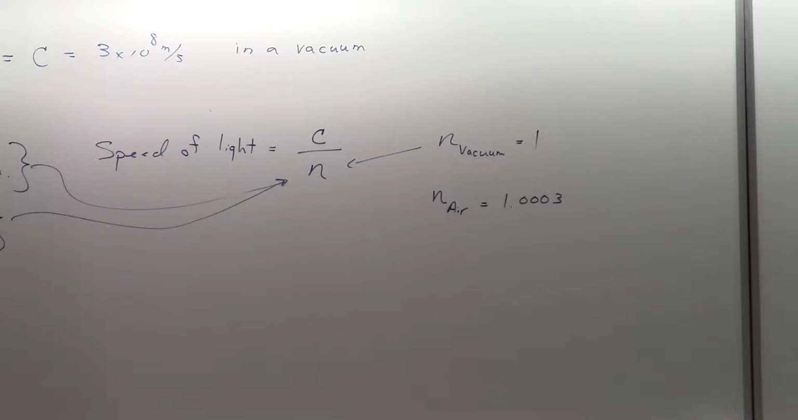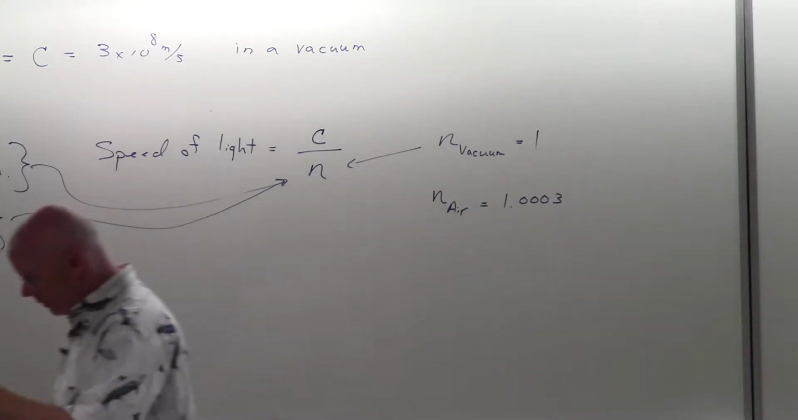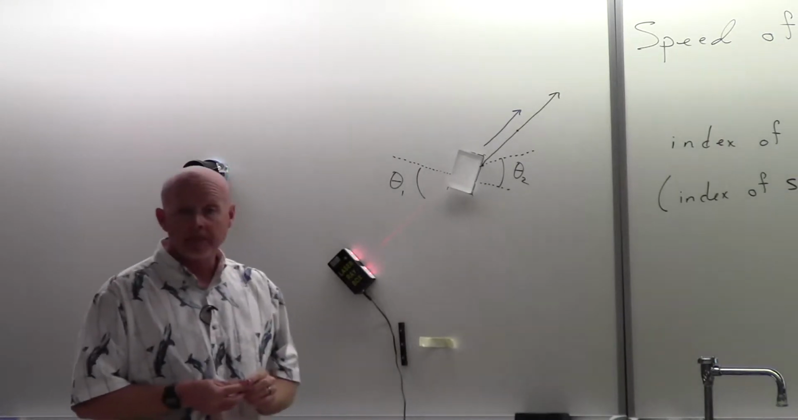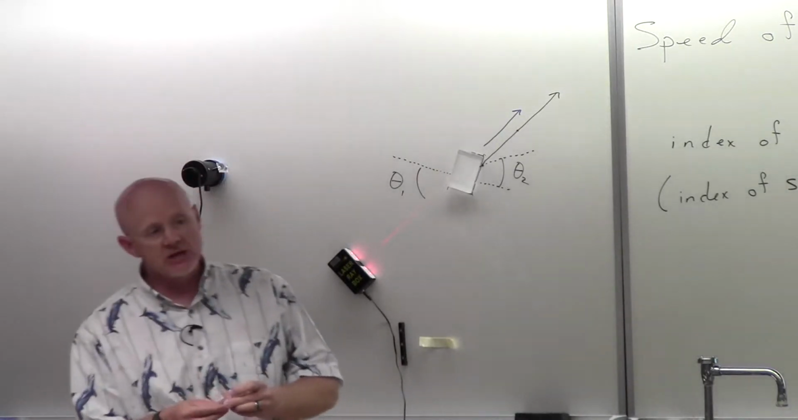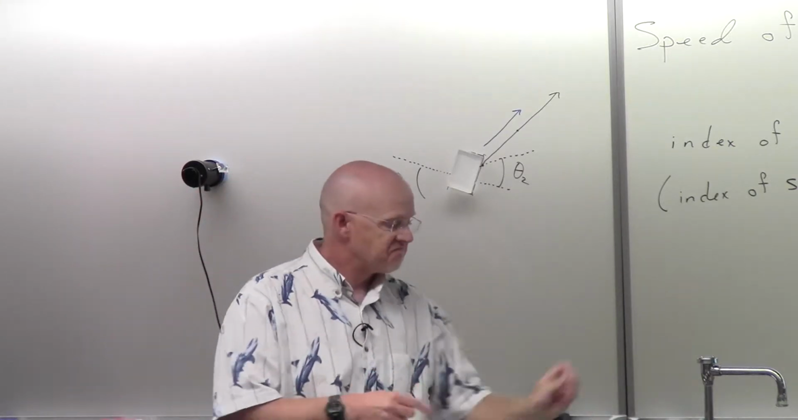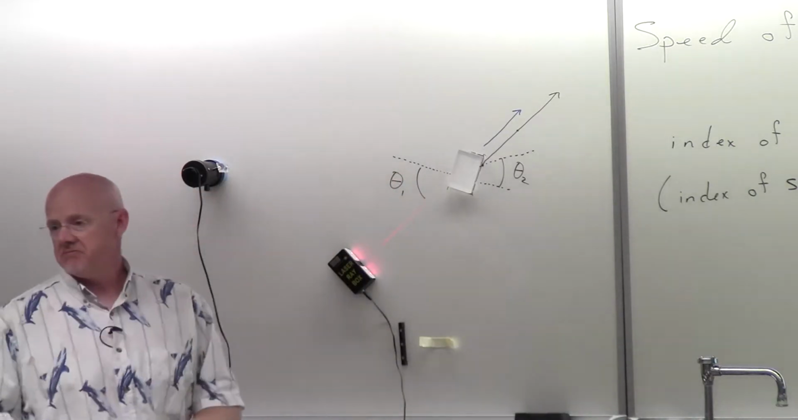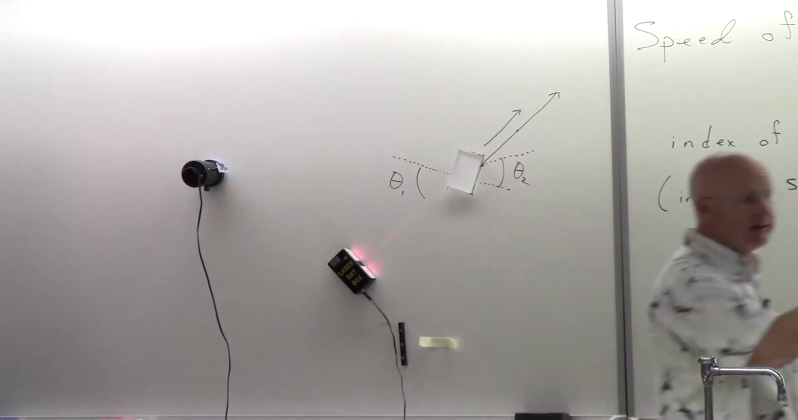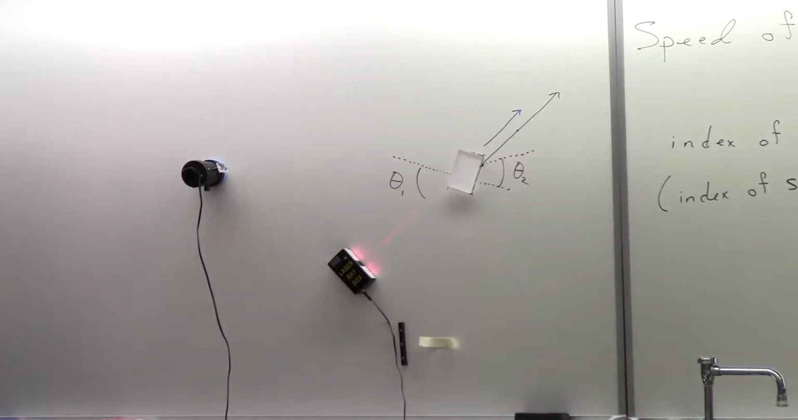0.0003. Not by much. And in fact, don't be surprised as you do the homework, or as I do examples for you, when we have a situation like this, and I put a glass block up here, and I say, okay, it starts in air and goes into glass, I'll probably just say the speed is the speed of light. The index is 1. And just not even worry about that last set of significant figures, unless it's important. And there will be a couple of experiments.